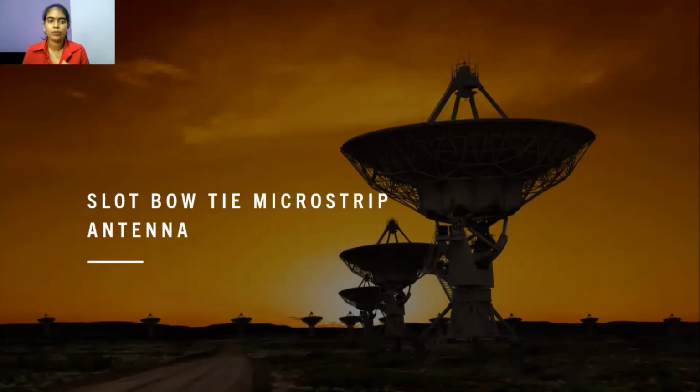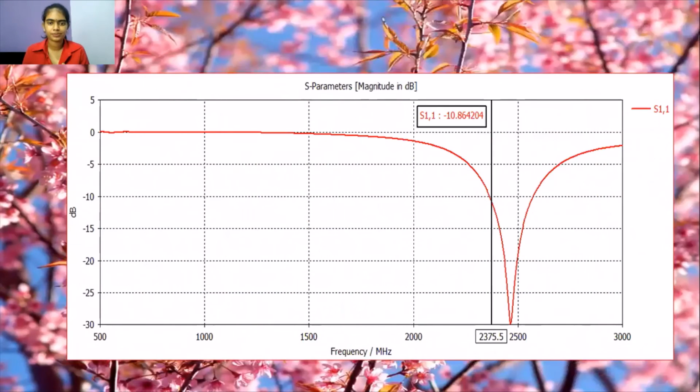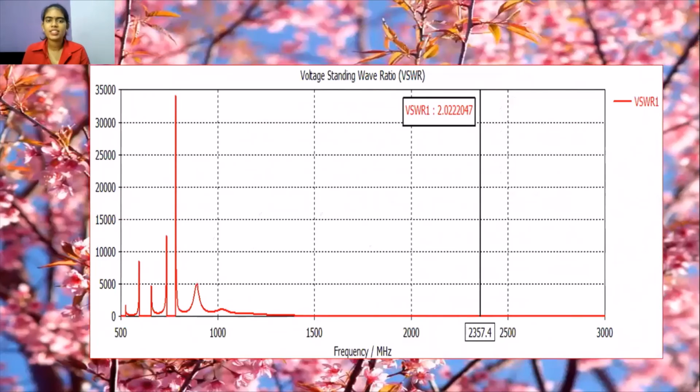Let's look at this slot bow tie microstrip antenna. As you can see, S parameter, also known as return loss S11, and a good antenna will always be at negative 10 dB, if not less than that. And as you can see in the figure here, negative 10 dB is at 2.375 GHz, but more work will be done on this. Next, voltage standing wave ratio, VSWR.